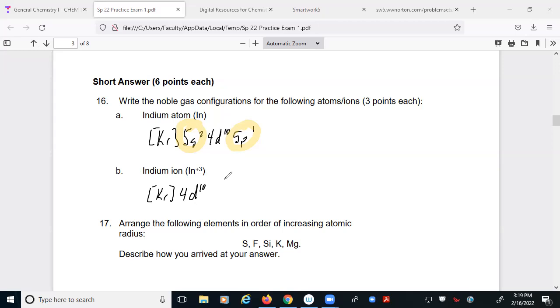Most of you understood how to do them. But when I asked you to do selenide, Se-2, I got a number of people that gave me argon, 4s2, 3d10, 4p2 instead of 4p6. Those two electrons are added, not subtracted. Remember, the charge indicates the imbalance of the electrons. Are there extra electrons or are there fewer electrons?